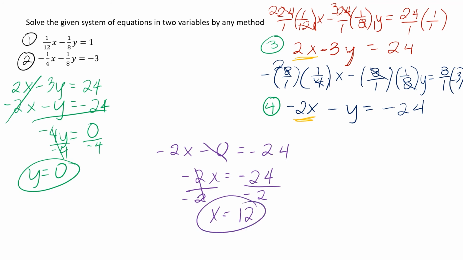And I'm not done yet. Now remember, I always have to put it into coordinate form, so my answer is going to be 12, 0. And that is it.